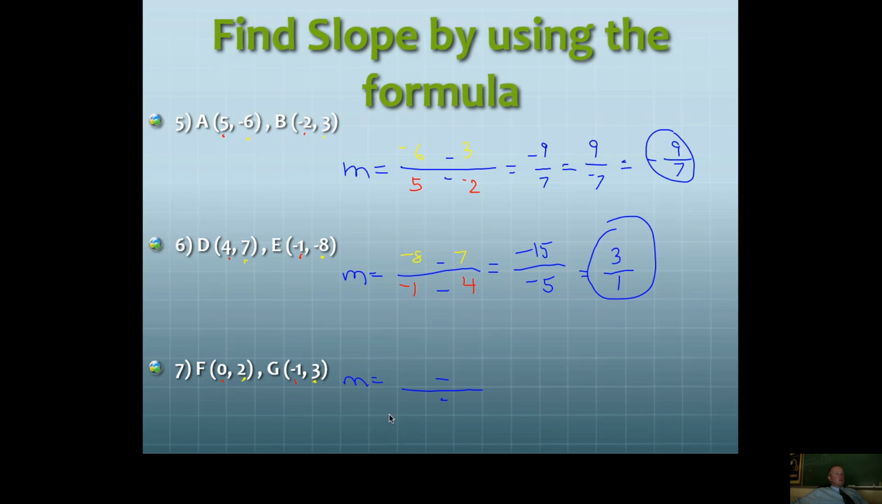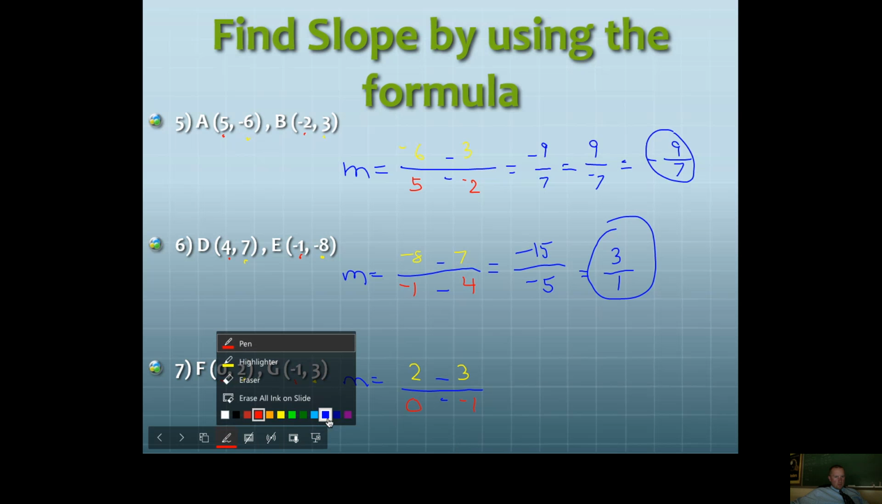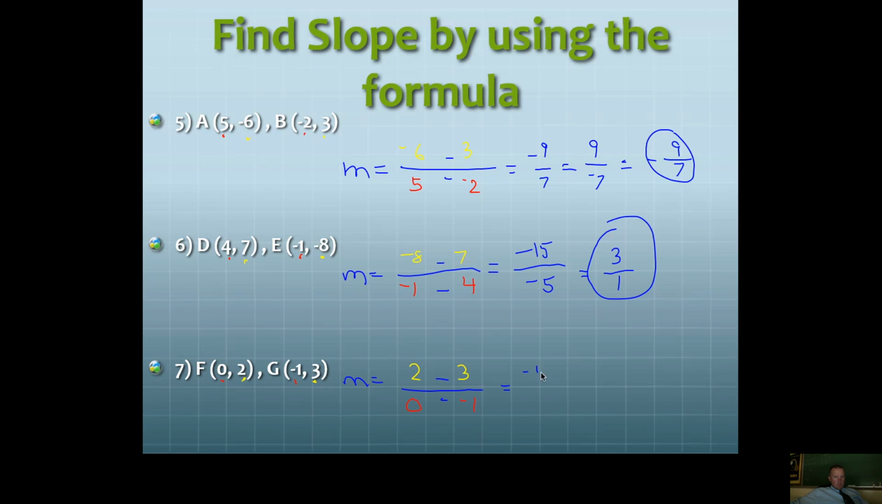We'll do number 7 together also. I'm going to take my y values, 2 and 3, and subtract them. In the same order, I'm going to take my x's and subtract them. So here's our slope. It's negative. It doesn't matter where the negative is. So if you ended up with this answer, that's fine. If you wrote the answer like this, it's fine also. You could actually just write it as -5 if you wanted to, but remember we like a fraction for our slopes.